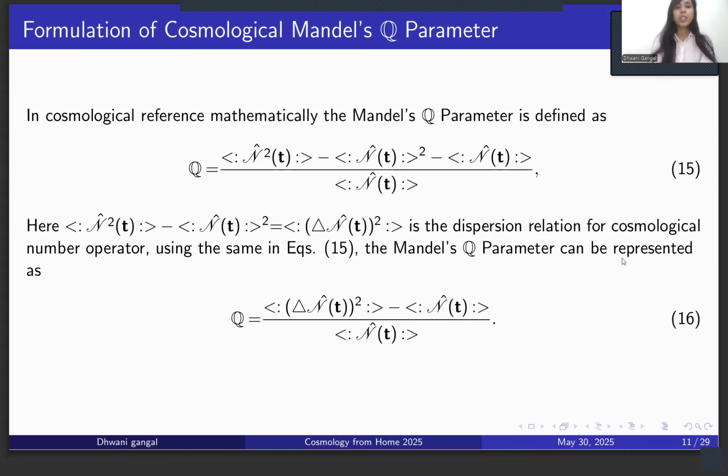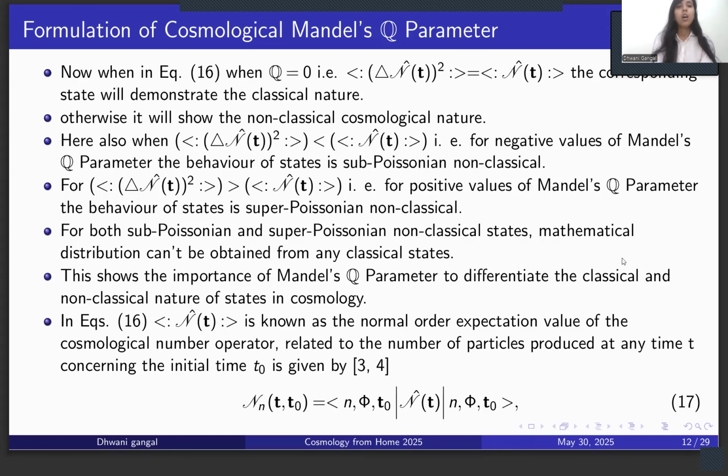So this is the formulation, and this is the formula of Mandel's Q parameter. In Mandel's Q parameter, we are using the number state. Equation number 15 shows the basic equation of Mandel's Q parameter. Mandel's Q parameter measures the deviations from Poissonian statistics in the number distribution. Here N(t) is the cosmological number operator. By the values of Q, we can identify whether our state is classical or non-classical, that is, a quantum state.